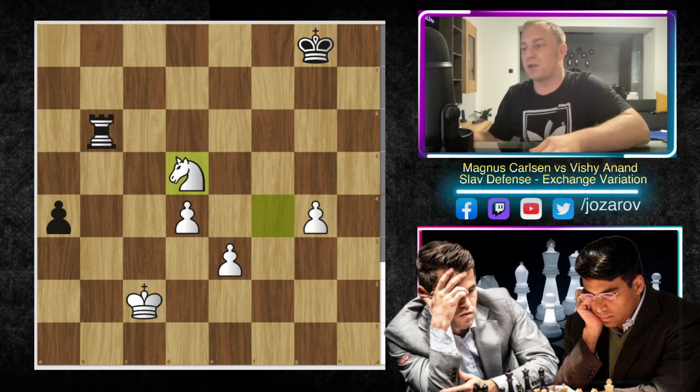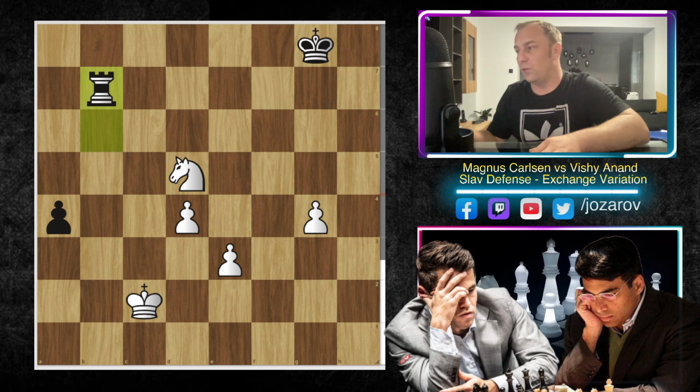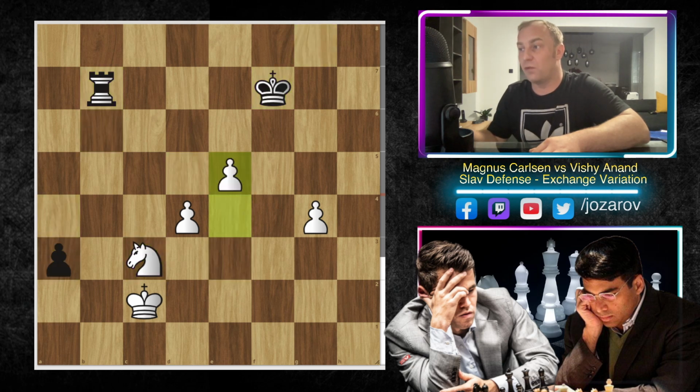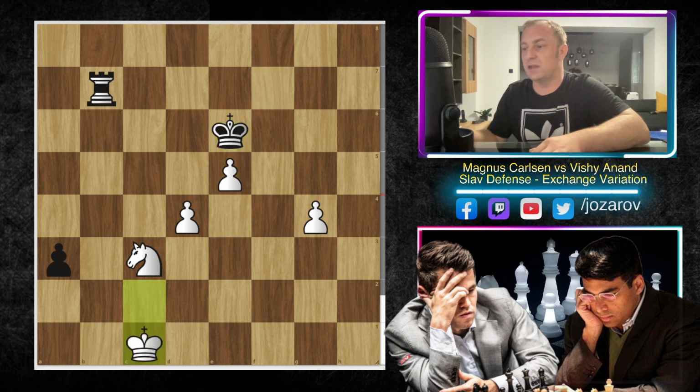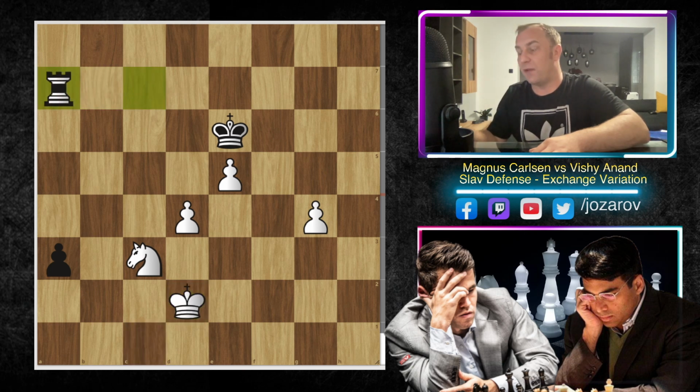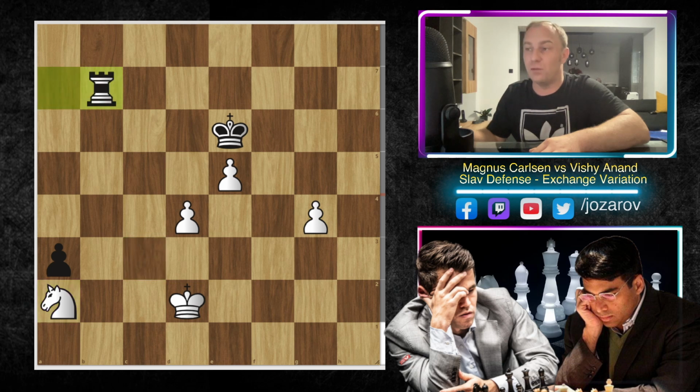Okay, Magnus Carlsen took another pawn. We have now rook to b7, knight to c3, a3. We have now e4, and of course Vishy now includes the king into the game. We have king to e6, king to c1, and now a pin here by Vishy. We have king to d2. Now again rook to a7, knight to c3, again rook to b7.